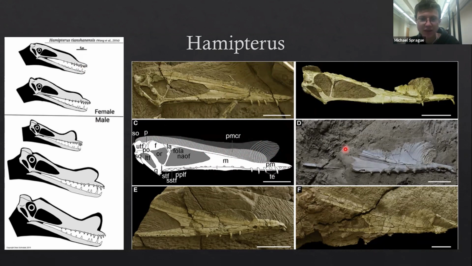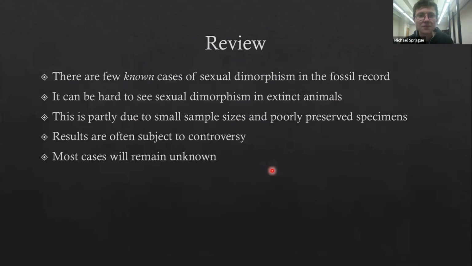Additionally, this find was really cool because we actually found eggs preserved with all of these adult individuals, which probably indicates that this was a breeding ground for them. Both the females and males went to these small locations to breed and lay eggs.